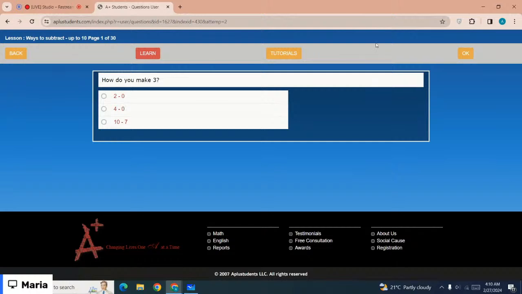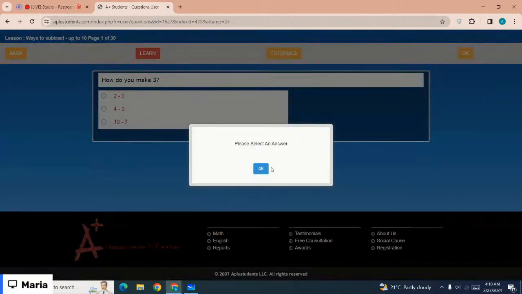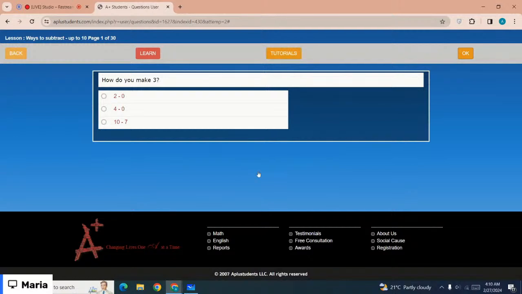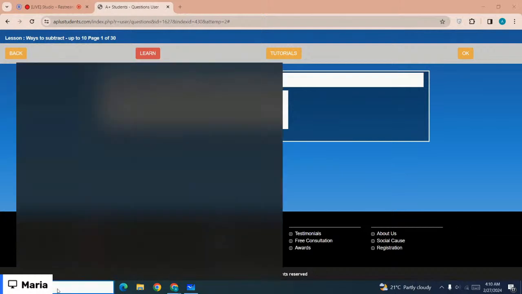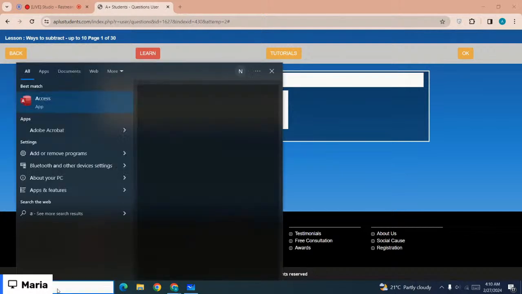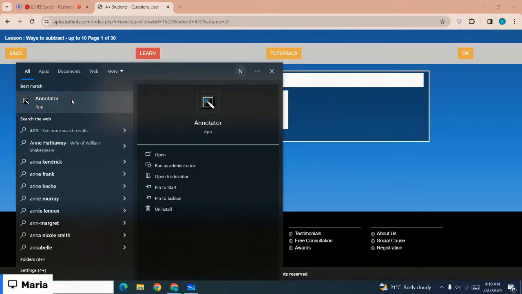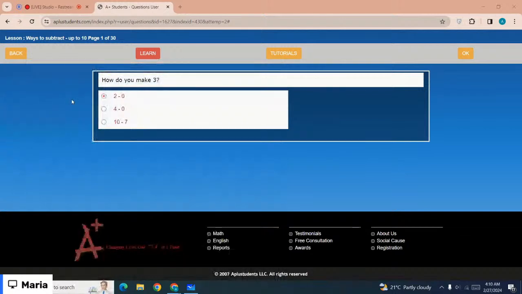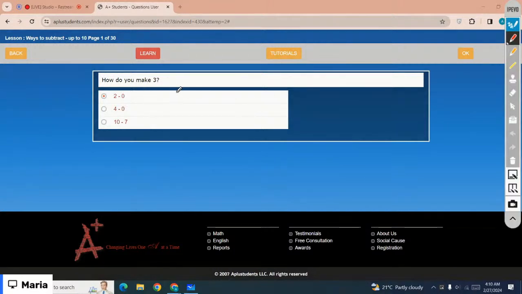The first one is 2 take away 0. When you subtract 0 from any number, the answer is exactly the same, right? So 2 take away 0 is 2. Then you have 4 take away 0. So 4 take away 0 is 4. 10 take away 7 is 3.